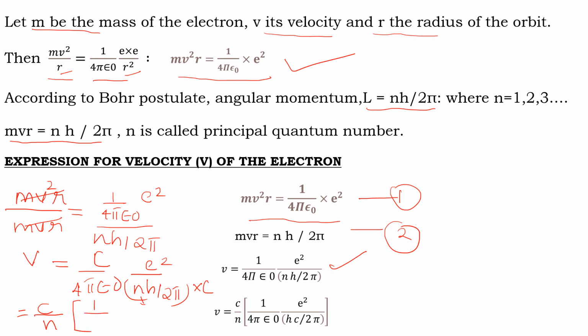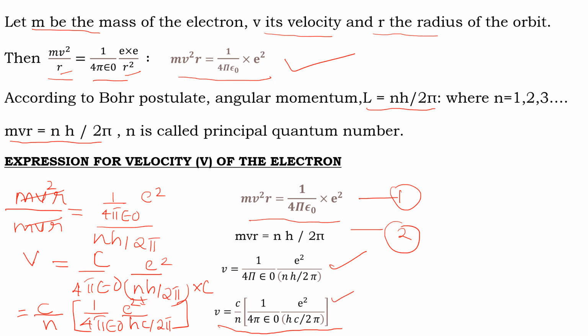That is 1/4πε0 e² divided by hc divided by 2pi. This equation will be hc divided by 2pi. That is c by n into 1/4πε0 e² divided by hc divided by 2pi. That is the equation: v is equal to c by n into 1/4πε0 e² by hc by 2pi.